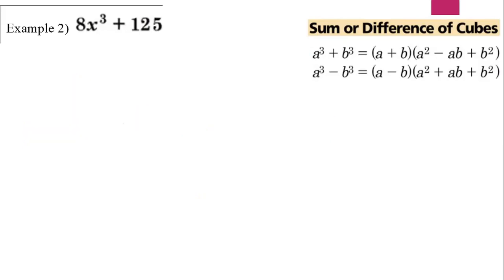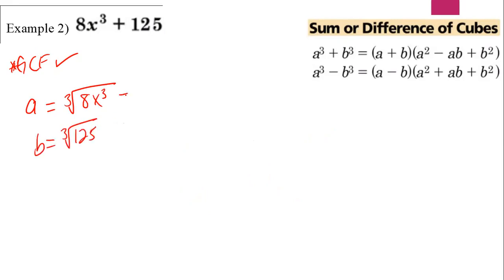All right, let's try another one. So this time I have 8x cubed plus 125. Okay, so again, I want to check for GCF. If there isn't a GCF, then we're good. First, I'm going to identify my A. My A equals the cube root of 8x cubed, and my B equals the cube root of 125. The cube root of 8x cubed is 2x. The cube root of 125 is 5. I now have my A and my B.